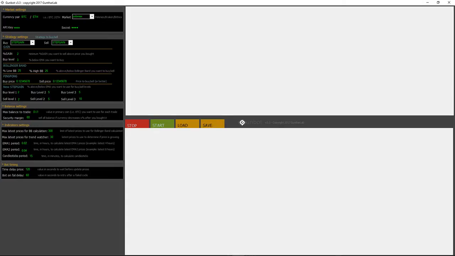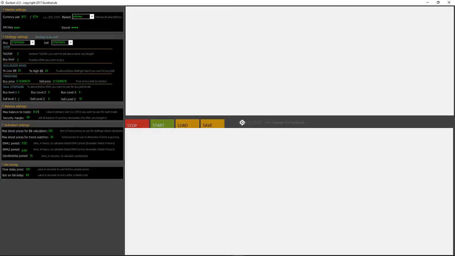Now the other big thing before you fire it up is your maximum balance to trade. So basically what this says is I want to trade this much per pair. Now what Gunbot will do is if the price falls by 2% on ETH, in this case for our example, it will then buy 0.01 BTC of ETH, and that's what it invests in. So whatever the market works out to be at that particular point in time, it will buy that quantity of ETH worth in BTC.